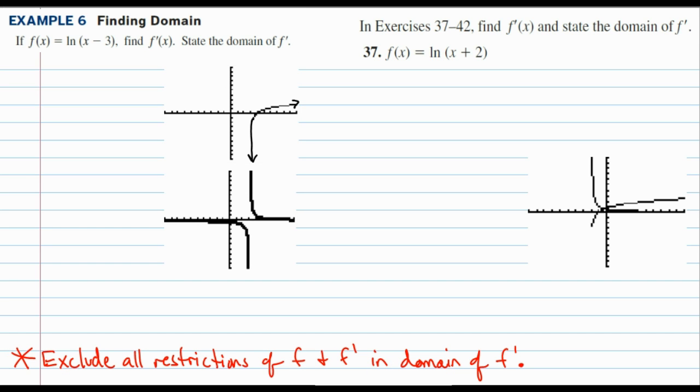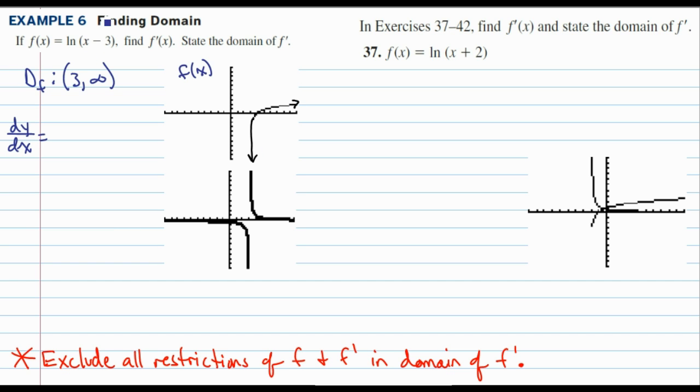So, looking at our example here, if f of x equals the natural log of x minus 3, so that's this graph up here, I'm going to call that f of x. We're going to find f prime of x and state the domain of f prime of x. Well, first of all, the domain of f is going to be, we can't take the log of negatives or 0, so it's going to have to be anything greater than 3, so 3 to infinity, which you can see from the graph here.